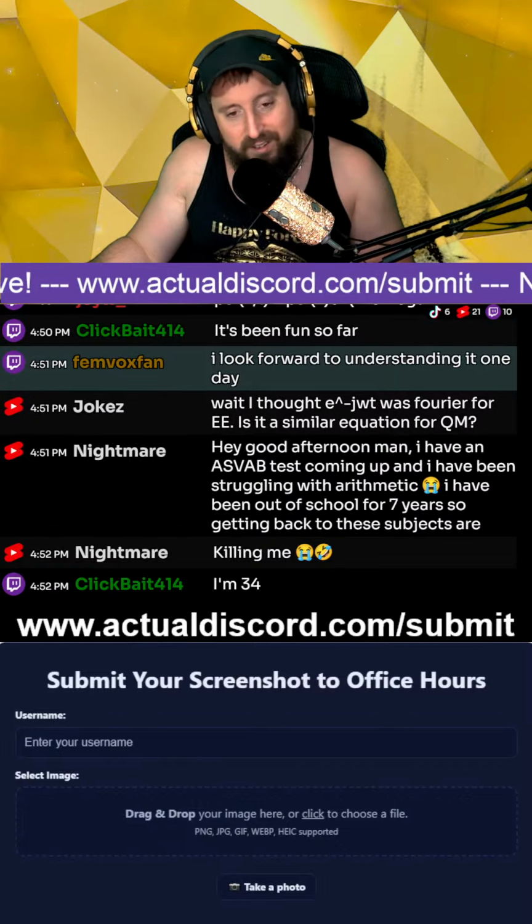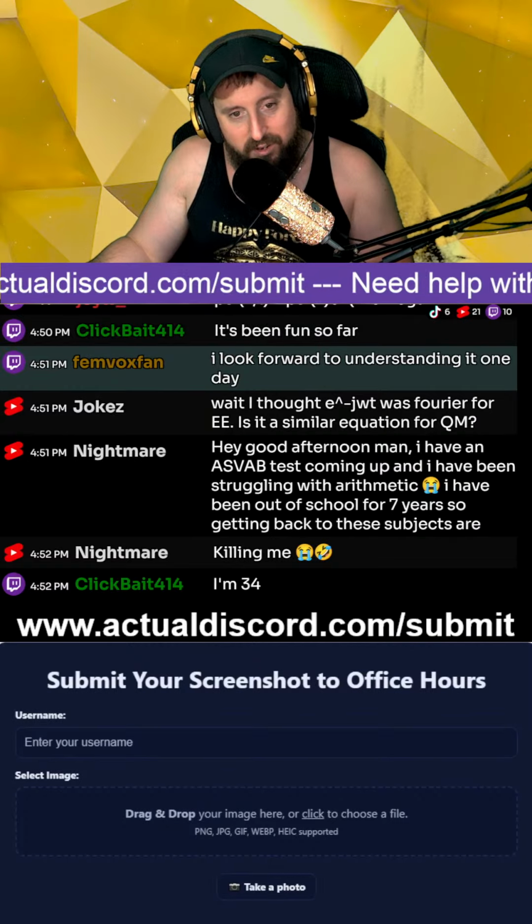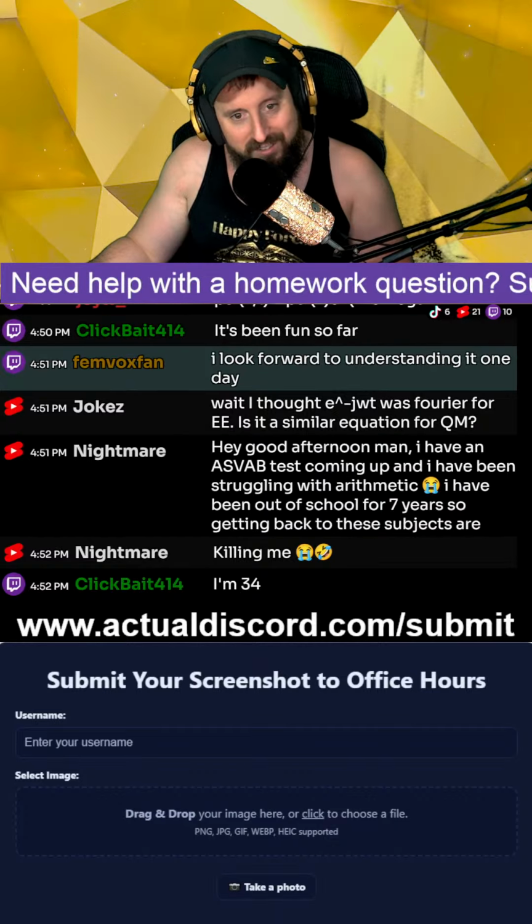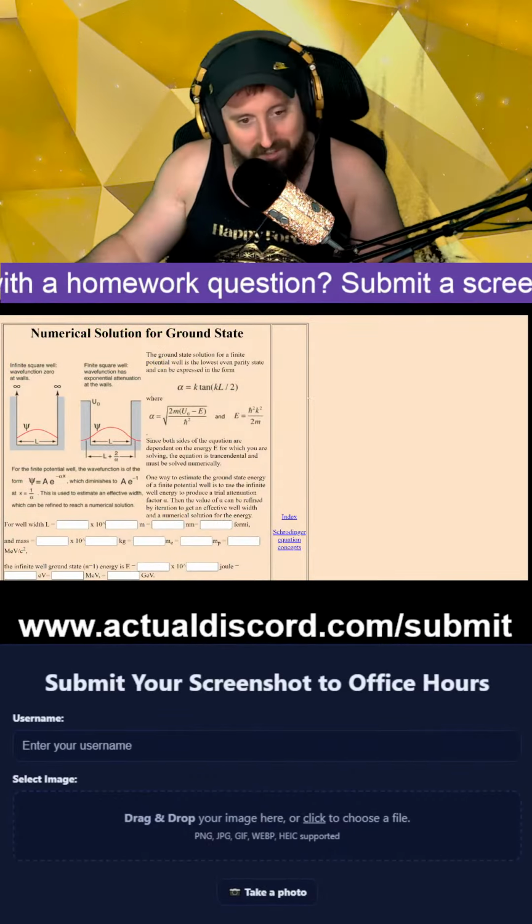Okay, do we just want to cheat and do what the eigenstates are for the 1D potential well? Because I could do that, right? This is like all the ground state stuff.